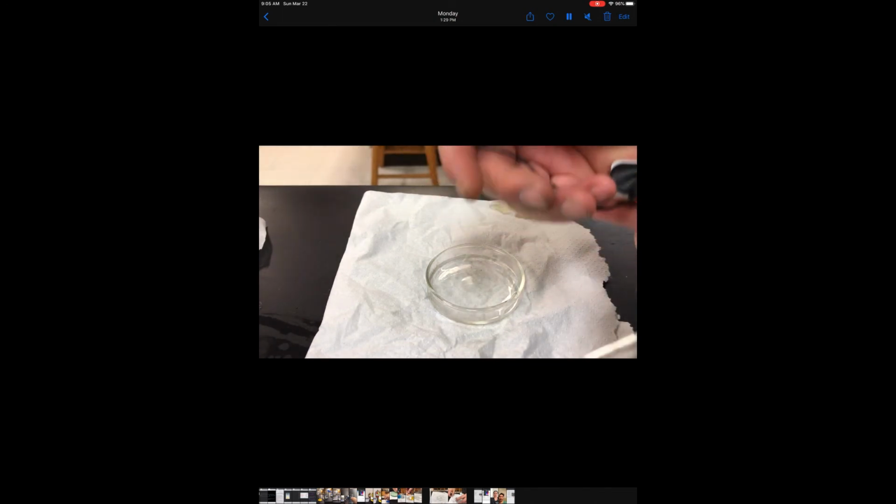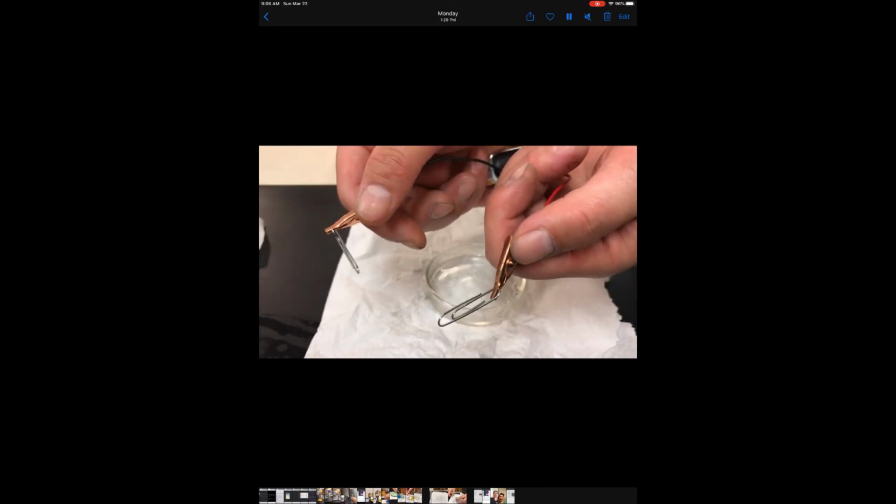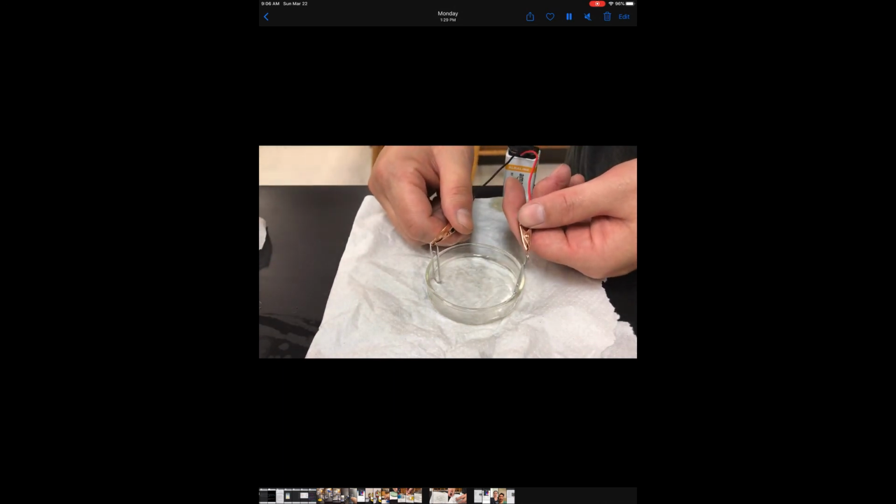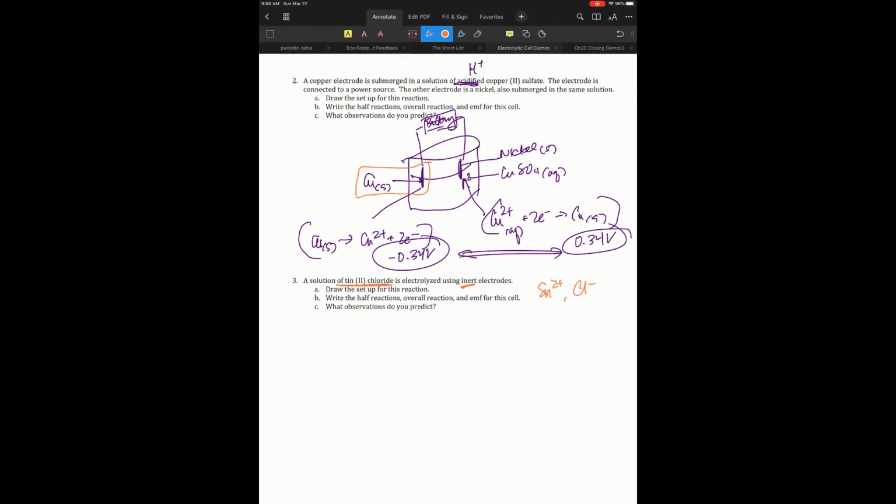So here we have a little tiny petri dish that's filled with our solution, and we have 2 paper clips, and we have our stuff. Again, I don't know why it doesn't occur to me to just clip those paper clips on before we start the reaction. All right, so petri dish, electrode, battery, and what else? I don't know.